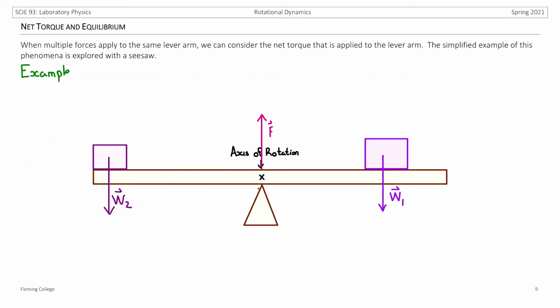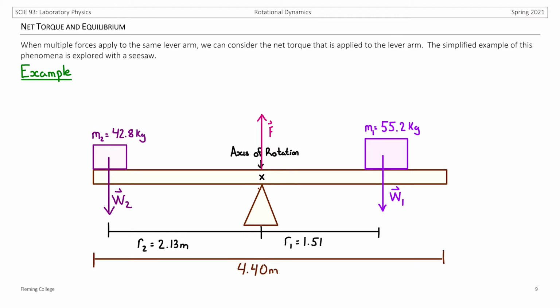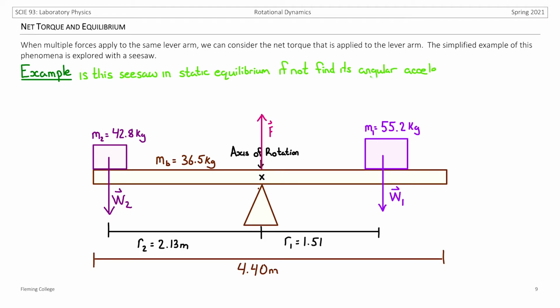Let's look at an example. For this example, let's take the seesaw we've already drawn and label on some known distances from the axis of rotation. We'll also know the mass of each block, and let's throw in the total length of the beam and the mass of the beam. The question we're trying to answer is: is this seesaw in static equilibrium? And if not, find its angular acceleration.